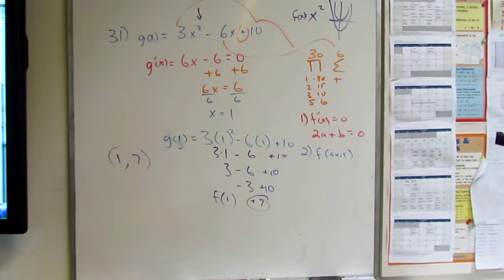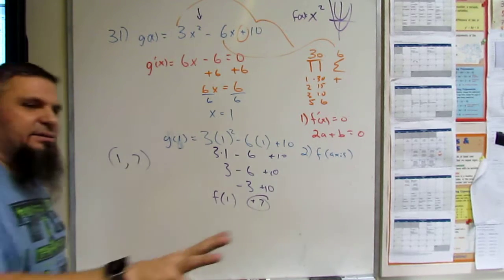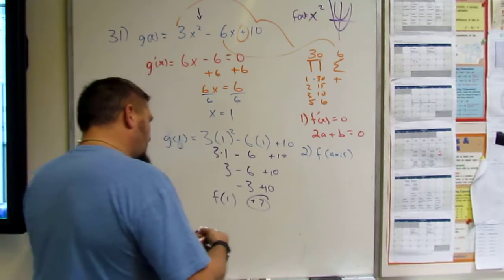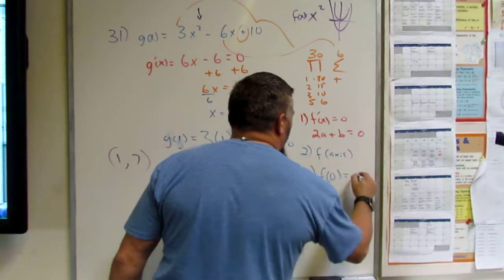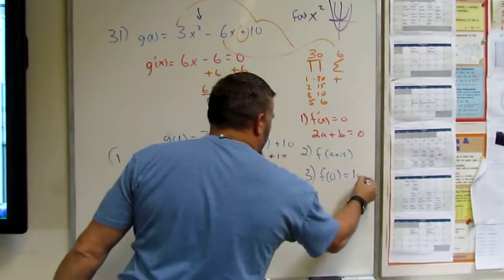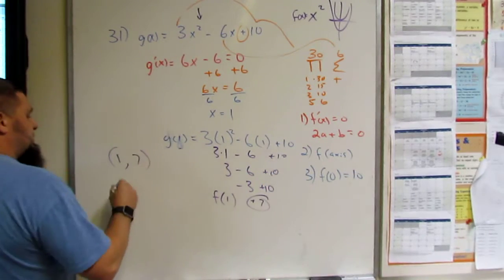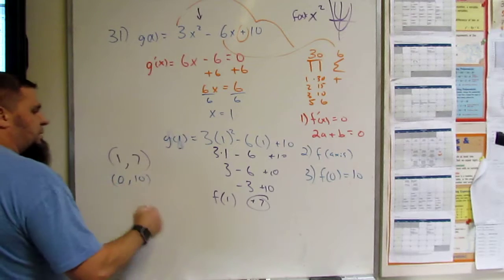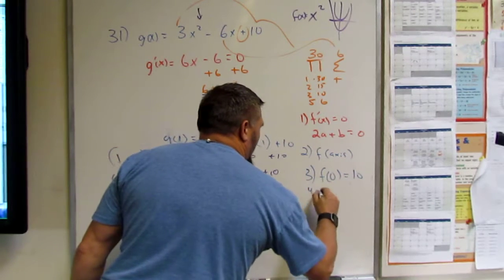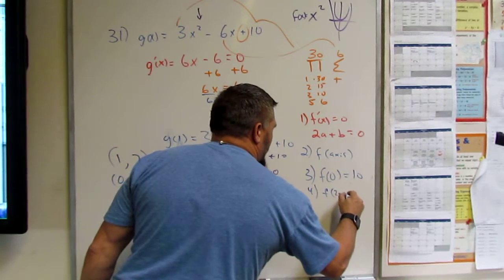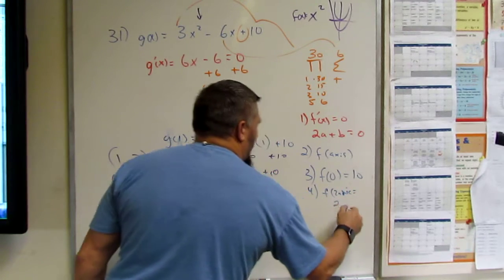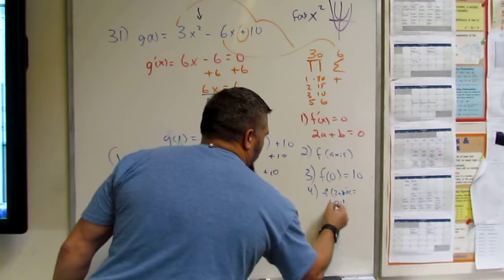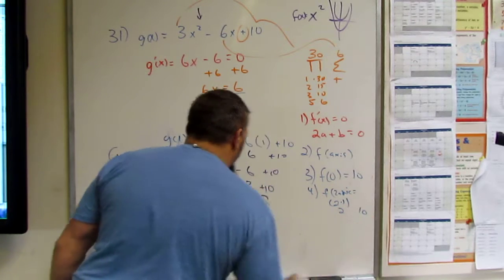Now, the last 2 steps are really simple. Let me finish this real quick. The last 2 steps are simple. 3 is f of 0 equals c. c is 10. So I got 0 and 10. 4 is f of 2 times the axis is equal to c. So 2 times 1 is 2. And that should also equal 10.